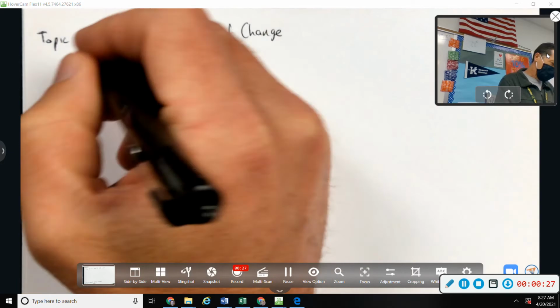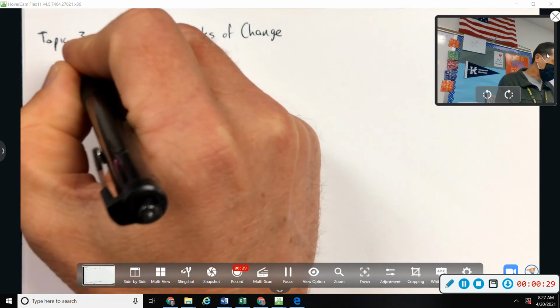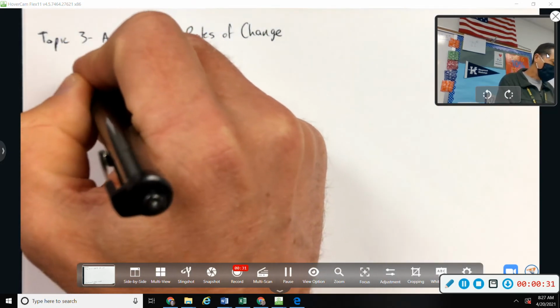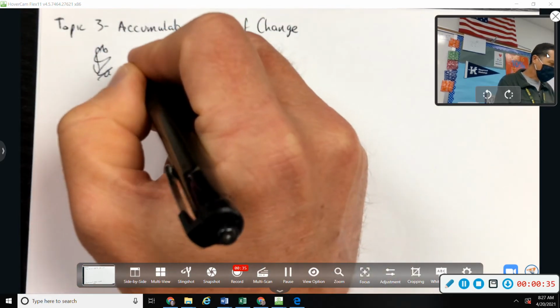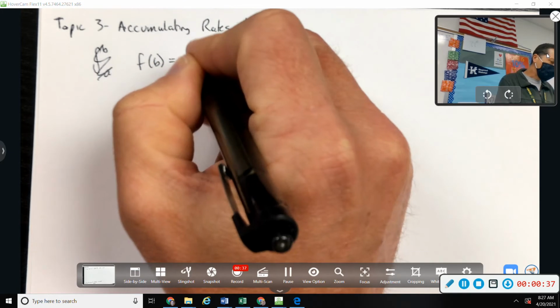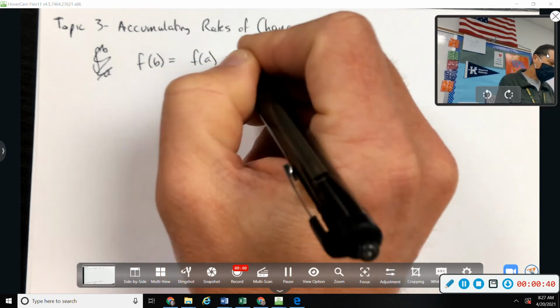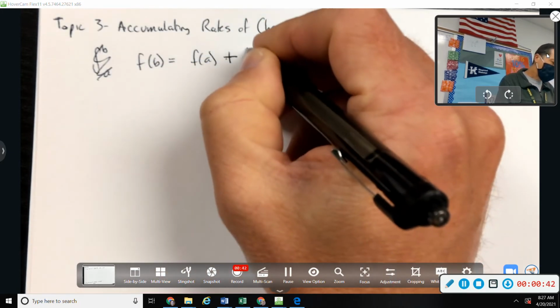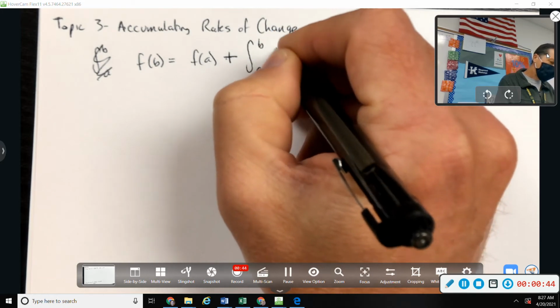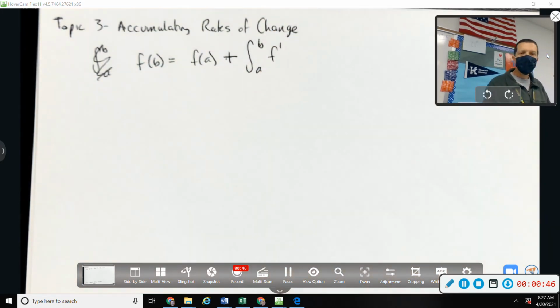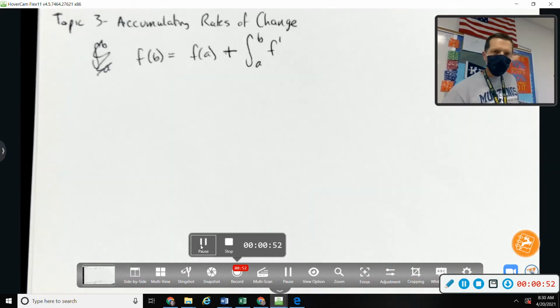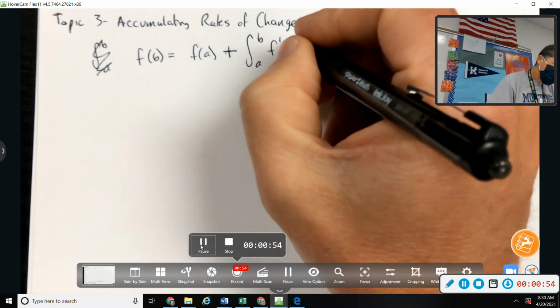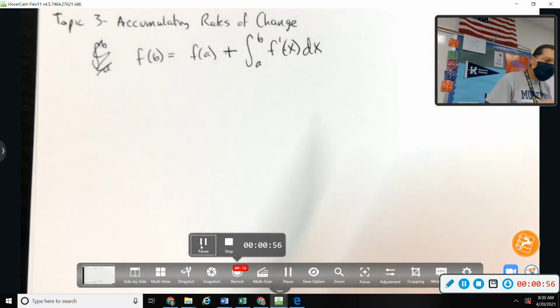And if we look at the formula sheet I gave you, or that's posted, the start plus accumulation is a big one for today. Accumulating rates of change. So let's talk about what this is.